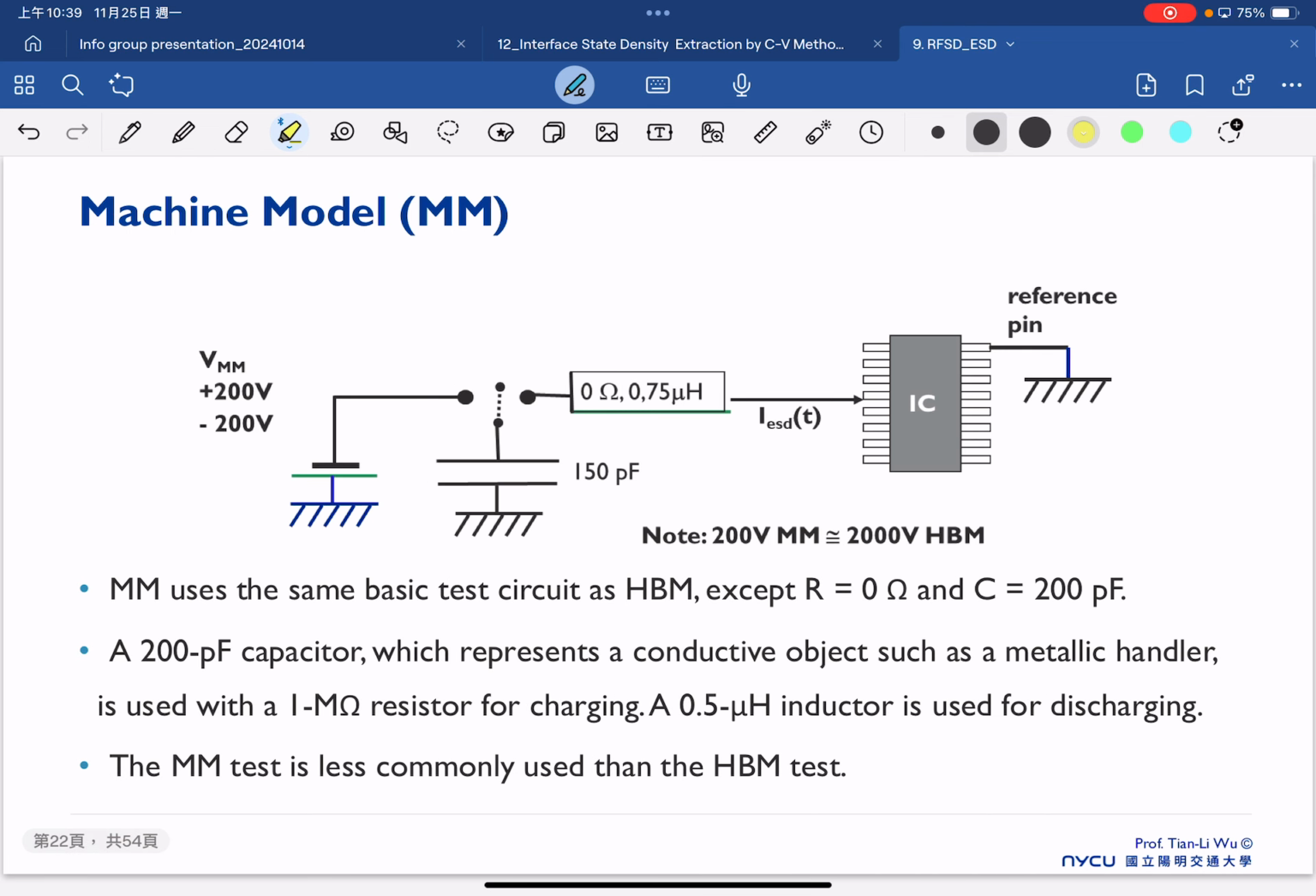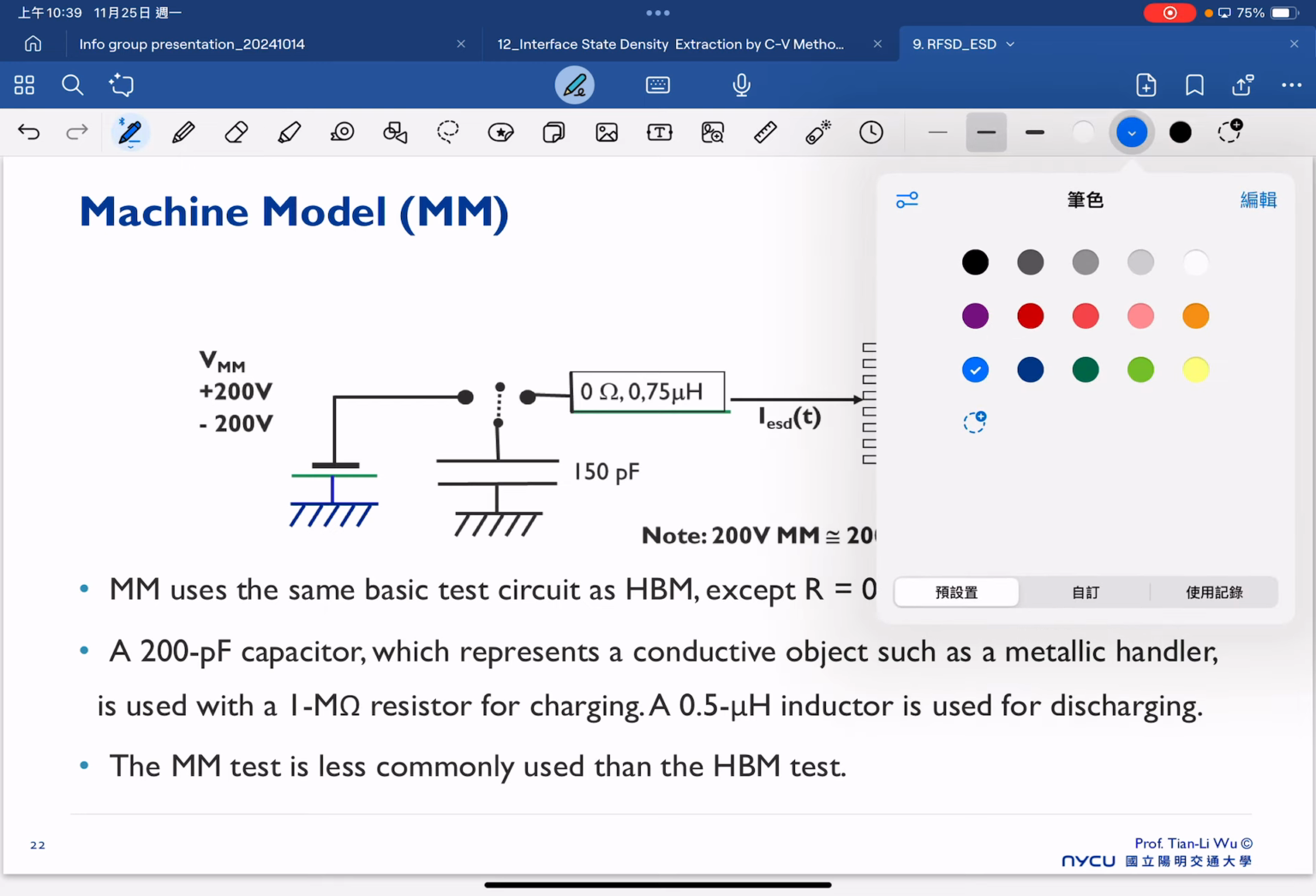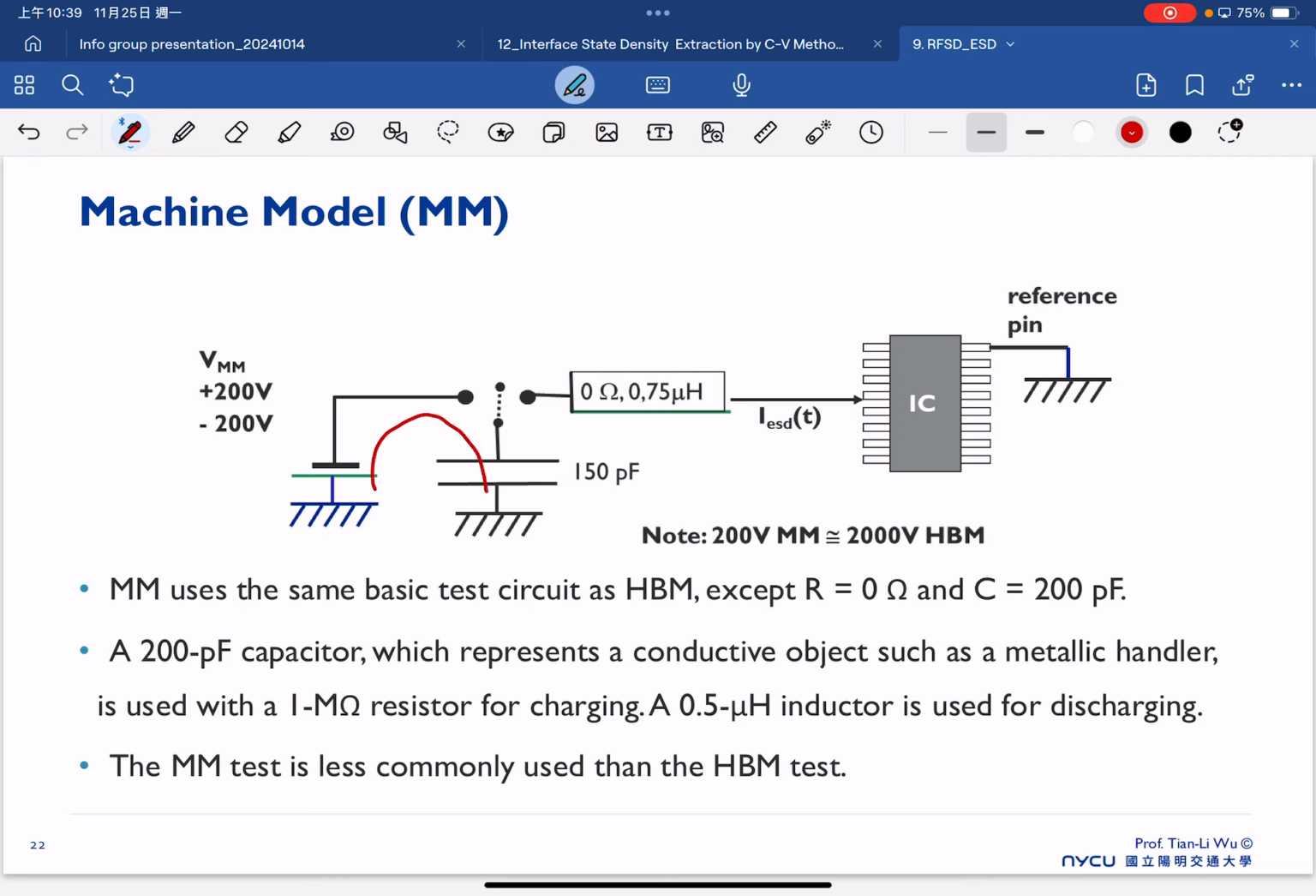So here is some more detail. For the machine model, we first apply 200 volts and charge our capacitance. Then we start to discharge to our IC for the different pins, and approximately 200 volt machine model is equal to 2,000 volt human body model.